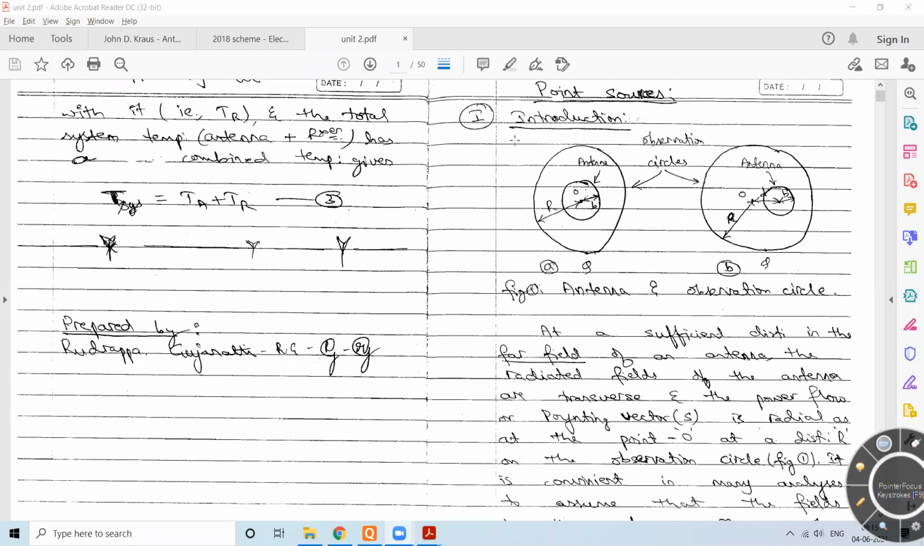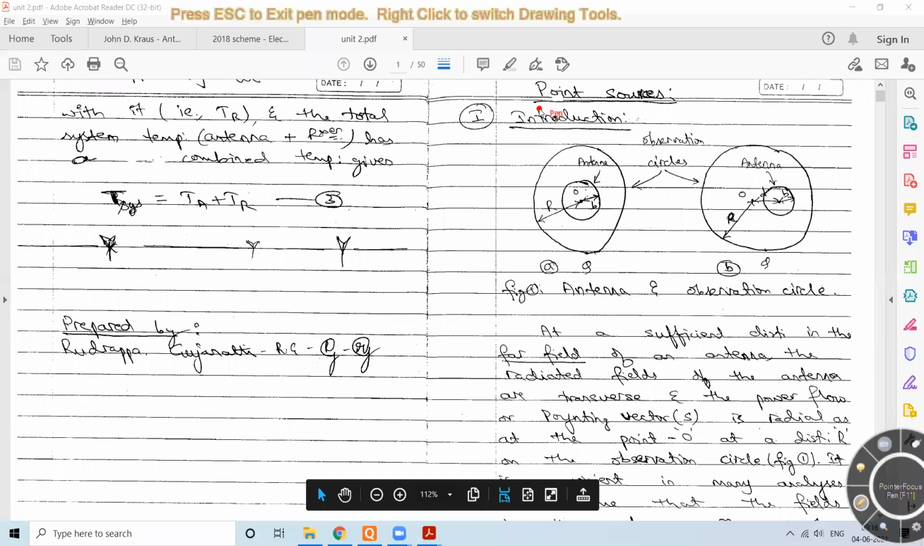Previously we discussed the basic concepts related to antennas, such as directivity, beam width, half power beam width, and what is meant by beam area. We also discussed what is meant by near field and far field. Those concepts will be handy in the discussions in the coming sessions. So the first point we have to discuss is point sources.